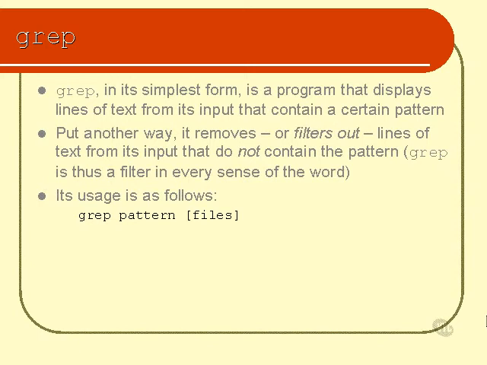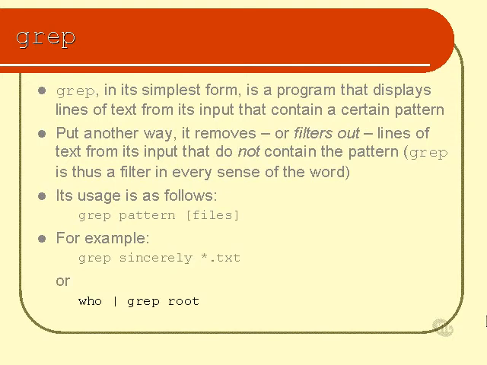Now, of course, if you don't specify any files, then it reads that information either from another program or from the keyboard. For example, you might want to look for the word sincerely in all the files that end in .txt. Alternatively, you can simply take the output of the who program and pipe it to grep, and maybe search for the word root, which would of course just show you all the instances of where root is logged in.